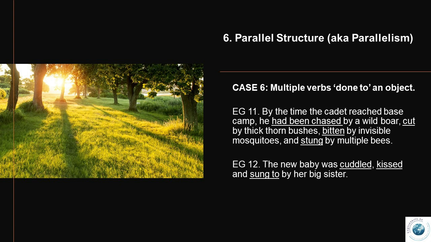And because we need the passive form, the auxiliary verb, was, is placed at the beginning of the list of actions. So again, we can check that the structure and meaning are okay by carrying through the auxiliary verb. The new baby was cuddled, was kissed, and was sung to by her big sister. That's all fine and dandy. Now, let the baby sleep for goodness sake.